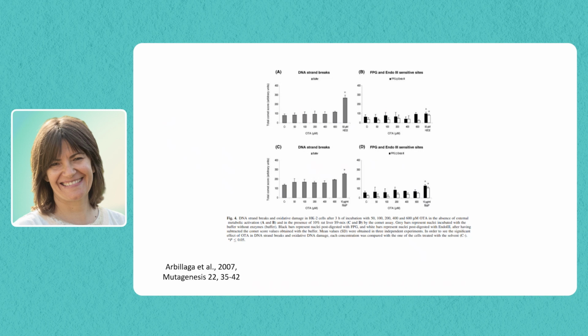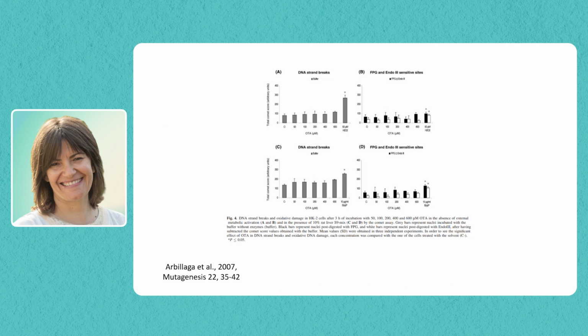I have this. This is total Comet score. It's visual scoring. So what can you see here? It's similar to the negative control, right? So nothing. It doesn't induce breaks.